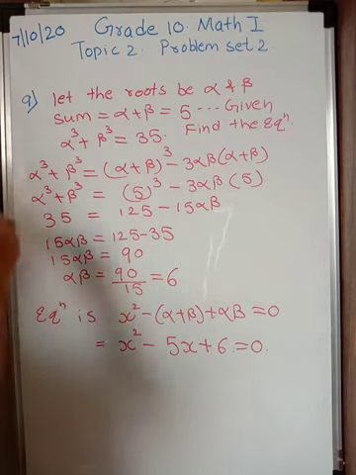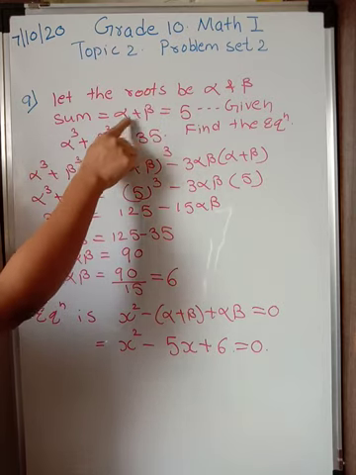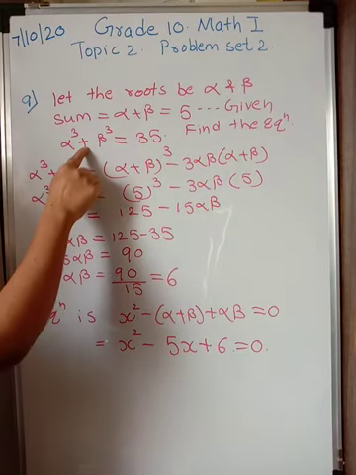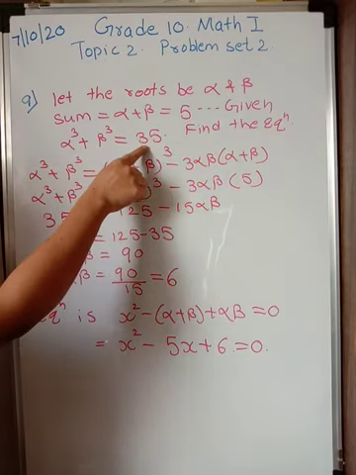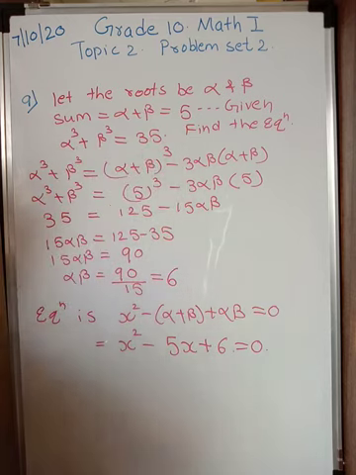Alright. So let us assume the roots to be alpha and beta. The sum of roots will be alpha plus beta, which is equal to 5. It's already given. The sum of the cubes of the roots is 35, so alpha cube plus beta cube is 35. And you have to find the equation.